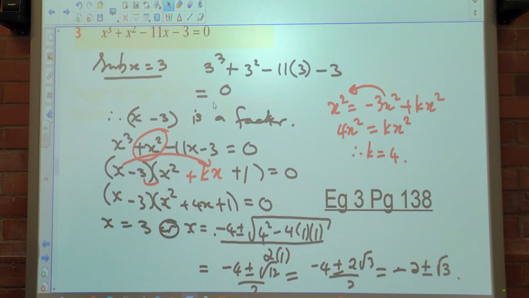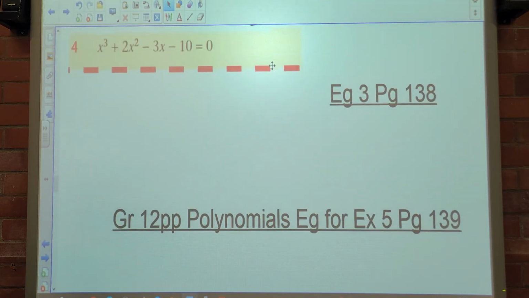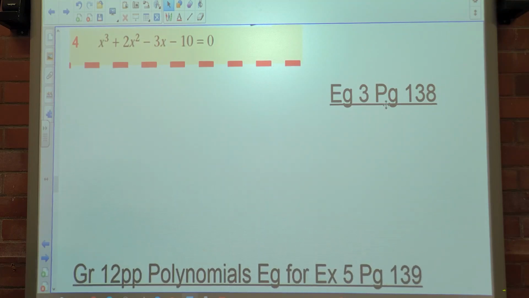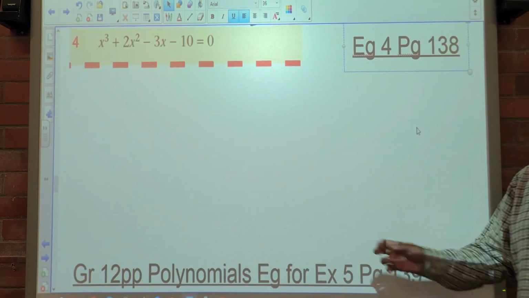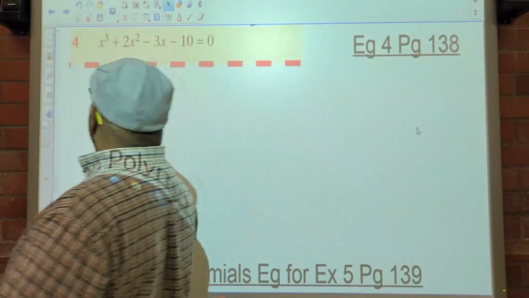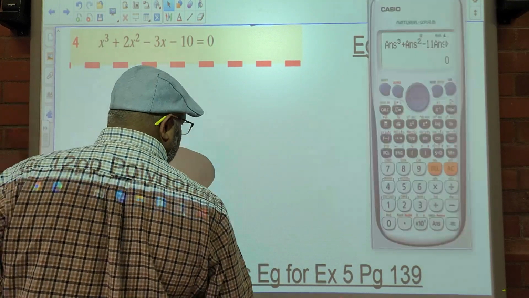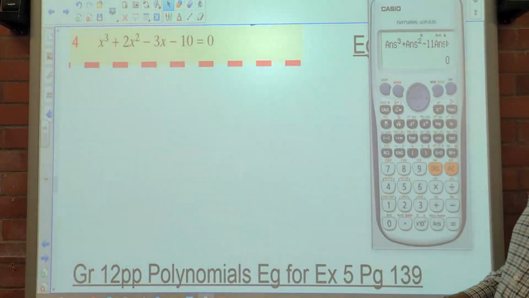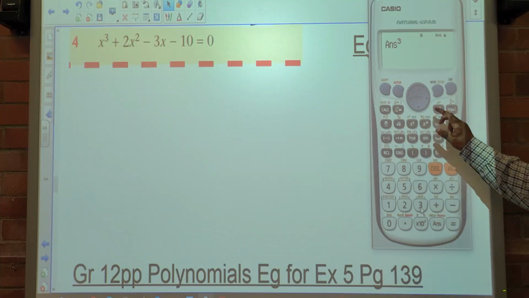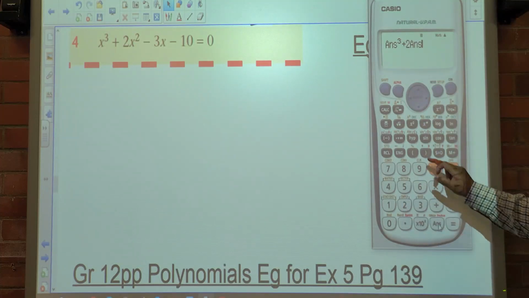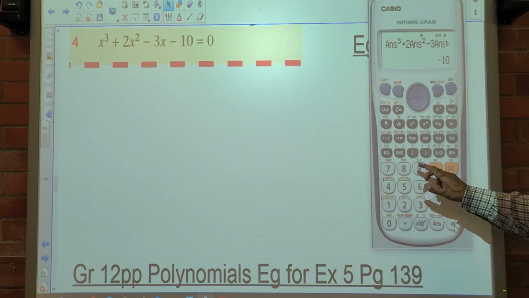And then of course the last one, example 4. It brings this chapter to a close from my side. Right, so where do we start? We've got x cubed plus 2x squared minus 3x minus 10. Where do we start? Substitute. So substitute 1: 1 cubed plus 2 times 1 squared minus 3 times 1 minus 10. You're going to substitute 1 in first.